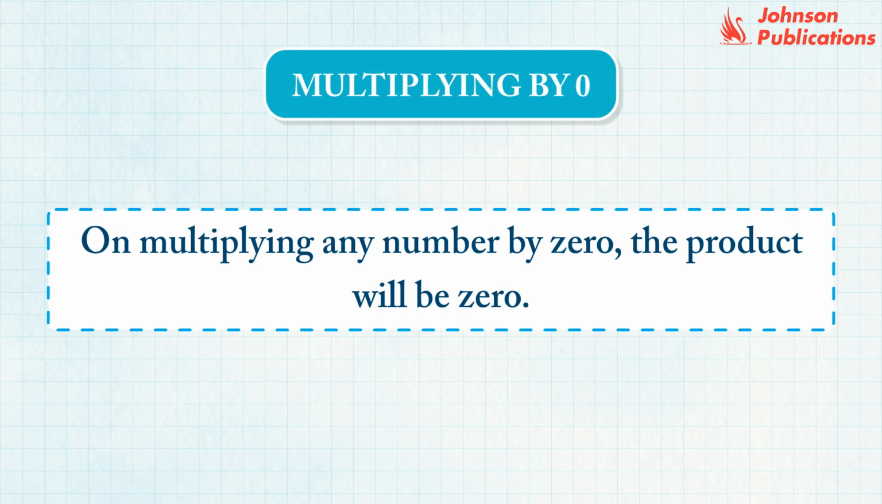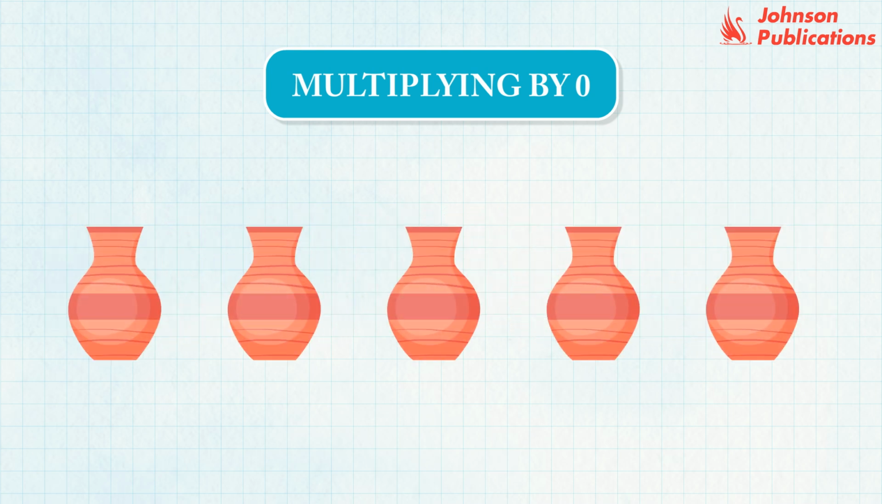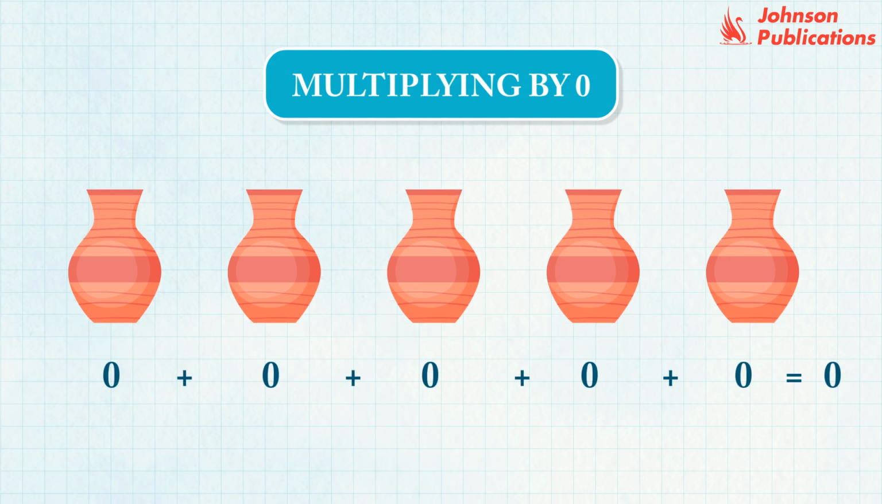On multiplying any number by 0, the product will be 0. For example, there are no flowers in any of the flower vases. And we have 0 flowers. So 5 times 0 is 0.